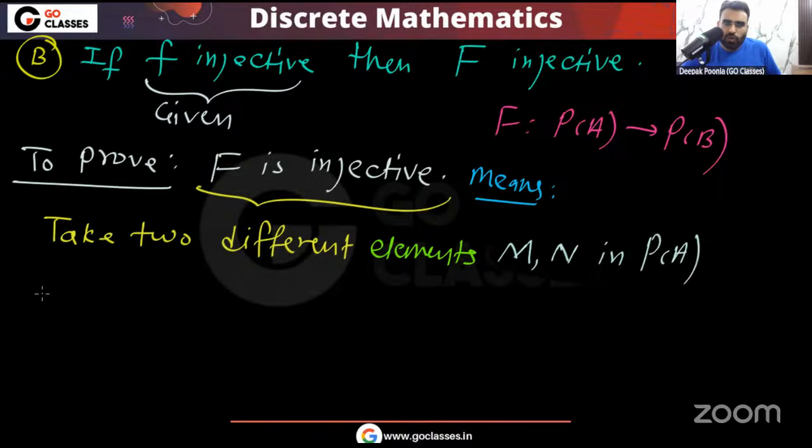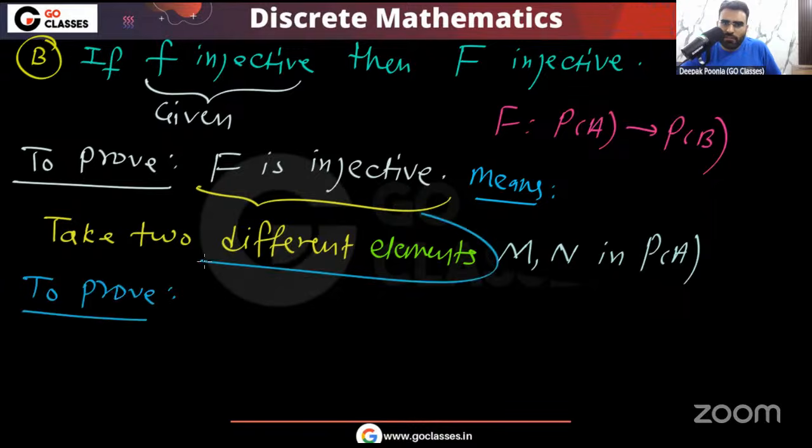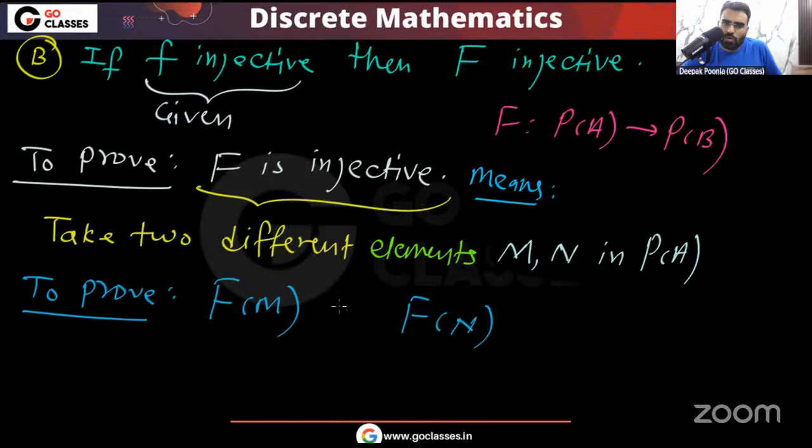So what we need to prove? Because these are different elements m comma n in the power set of A, what I need to prove? If I want to prove that capital F is injective, then different elements must map to different elements. Yes or no? So I basically need to prove that capital F(m) and capital F(n) will be different. Yes or no? This is what I need to prove. Okay, I hope you understood what I need to prove.